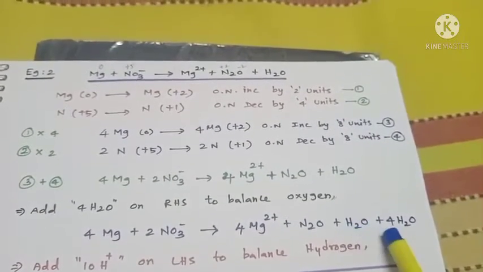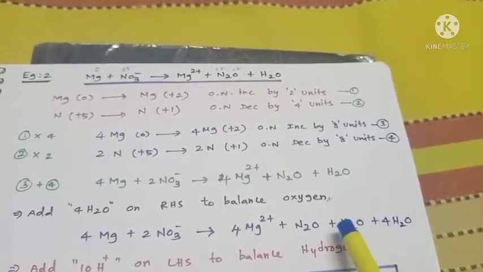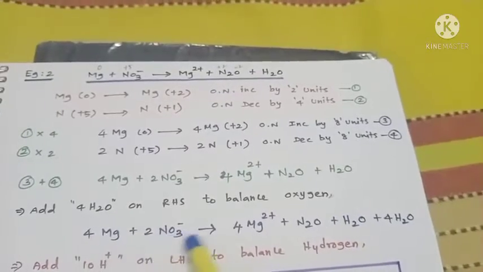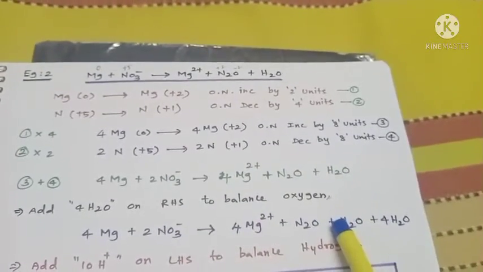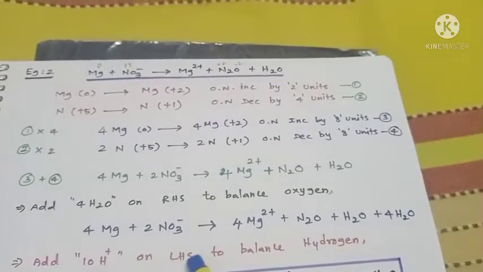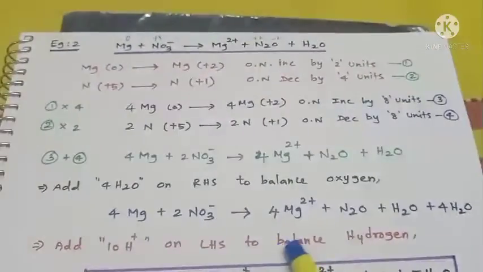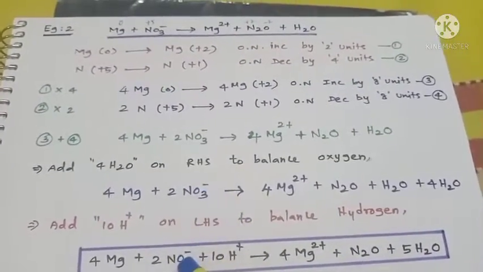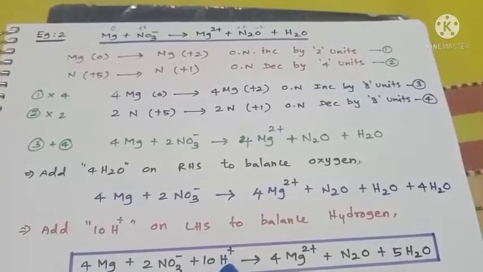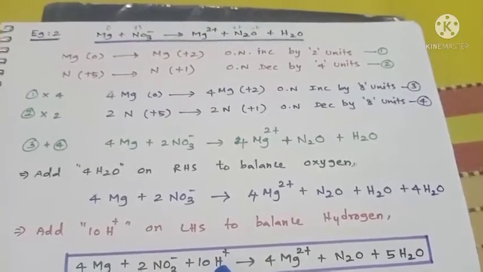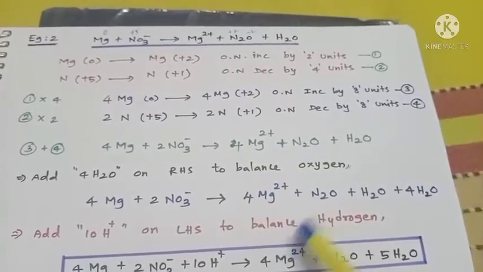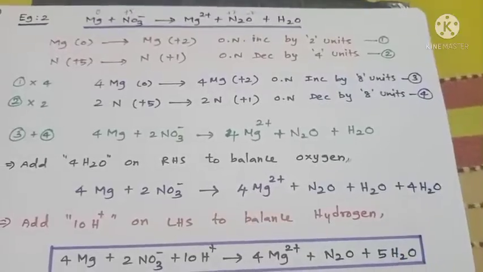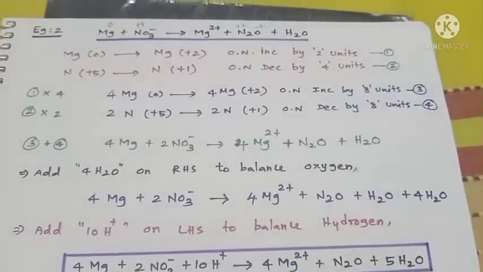Then now look at hydrogen. Hydrogen here 2, here 4 into 2, 8, plus 2, 10. On the right hand side there are 10 hydrogen atoms, isn't it? But on the left side there is no hydrogen at all. To balance the hydrogen, we have to introduce 10H plus on the left hand side. Now the equation becomes 4 Mg, nitrate ion twice, plus 10H plus on the left side to balance hydrogen, gives 4 Mg2 plus, 5H2O, N2O. Now these water molecules can be added together as 5H2O. So this is the balanced equation of this question.